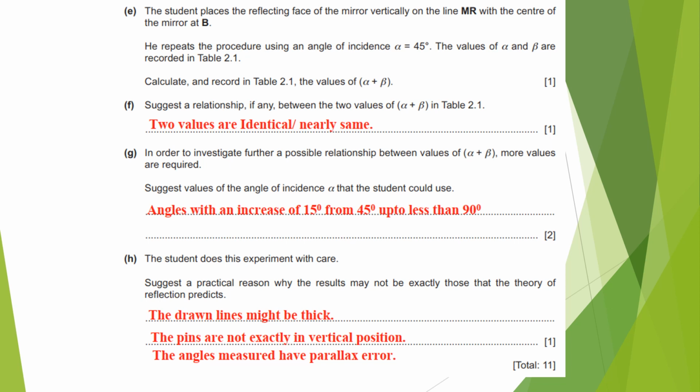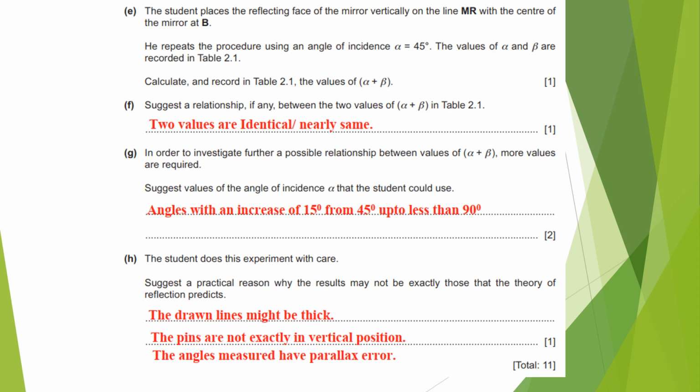And if you add one more, it will be 75 degrees. So with an increase of 15 degrees, you can take two more values. It should be less than 90 degrees. Angles with an increase of 15 degrees from 45 up to less than 90 degrees. So the increase from 30 to 45 and 45 to the next, you have mentioned, and it should be less than 90 degrees. For these two details you will get 2 marks.